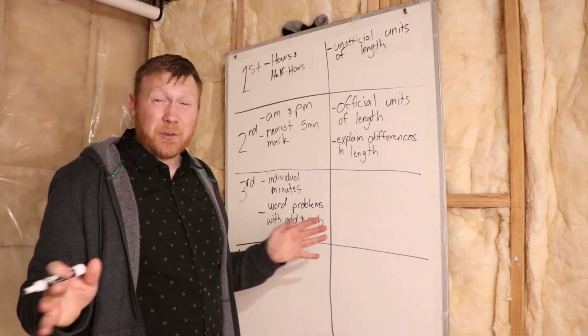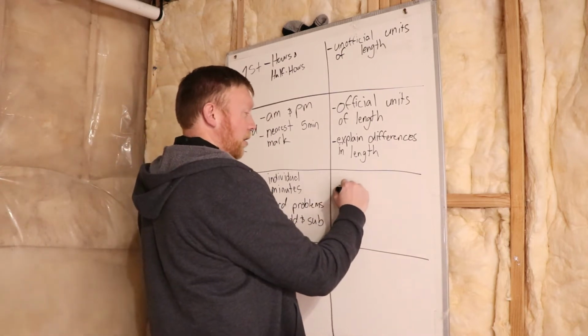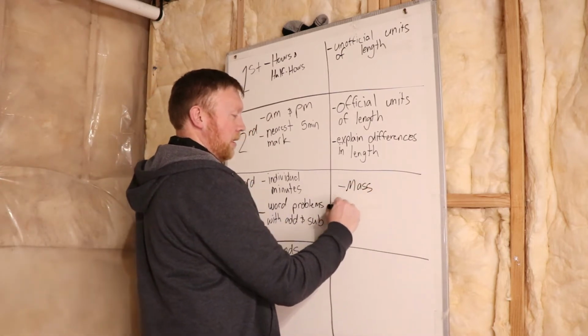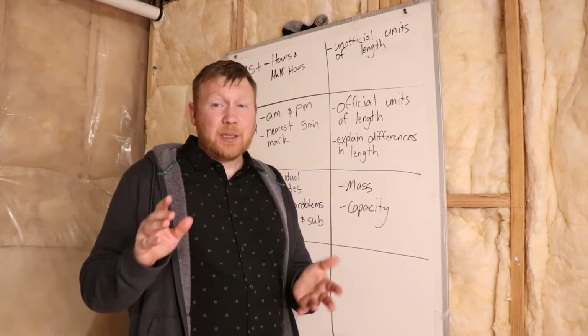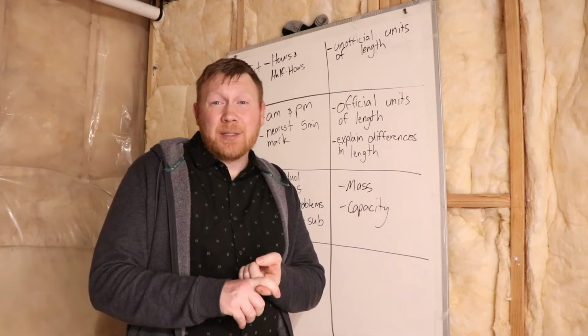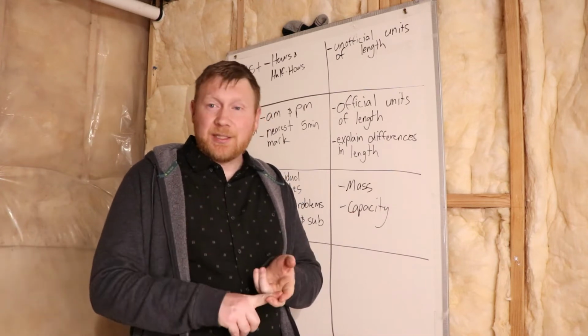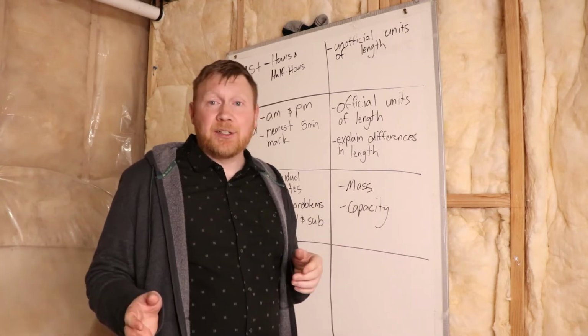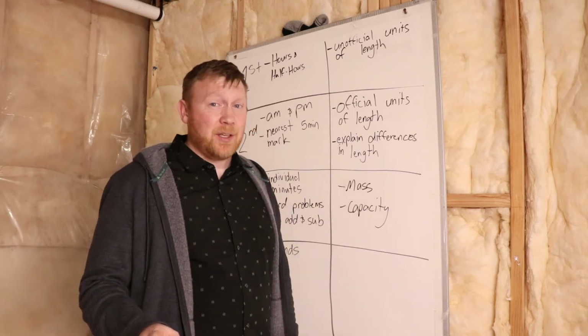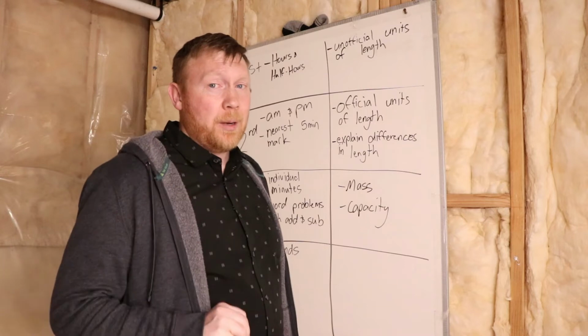Third grade, they kind of shift away from length and instead start working on mass as well as capacity. They learn how to measure and estimate liquid volumes and masses of objects using common units in both the metric and standard systems. They're also asked to solve word problems involving all four operations.